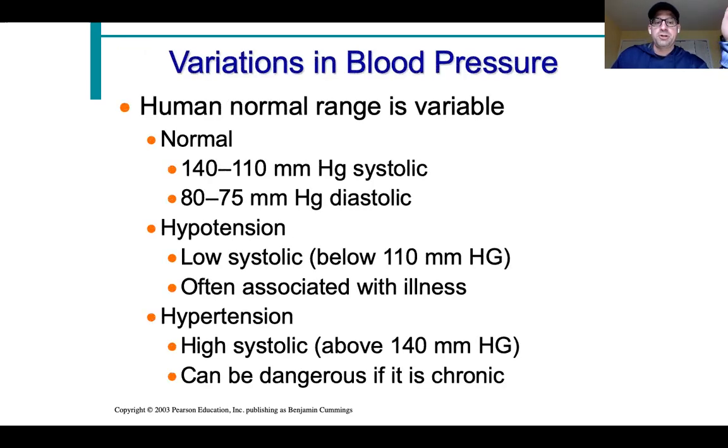Your normal blood pressure is somewhere between 110 to 140 millimeters of mercury for your systolic pressure, and between 75 and 80 for the diastolic pressure. If you have what's called hypotension, you have low blood pressure, a low systolic pressure below 110 millimeters of mercury. And a lot of times when you are sick, that will cause your blood pressure to drop. Hypertension is when your blood pressure is too high, when your systolic pressure is over 140 millimeters of mercury.